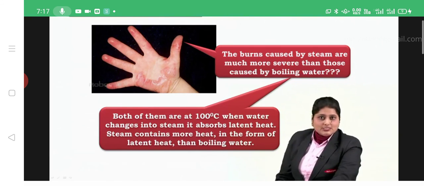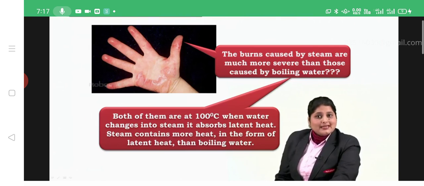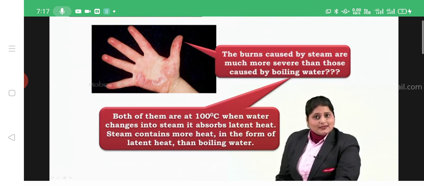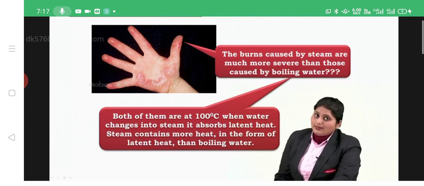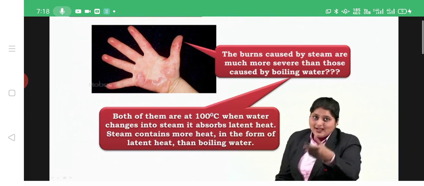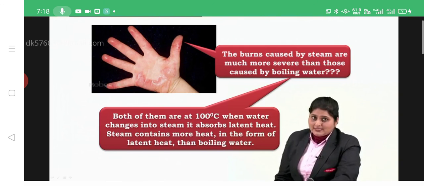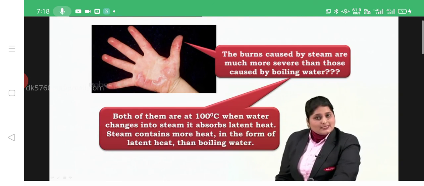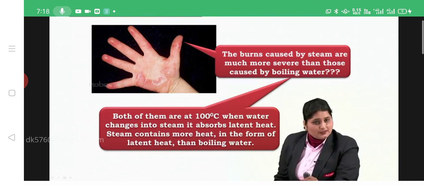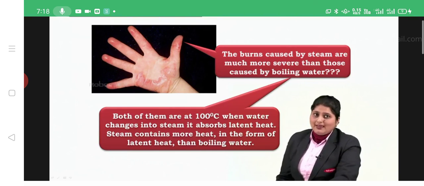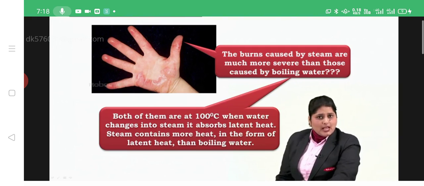When water changes into steam, it absorbs latent heat. Steam contains more heat in the form of latent heat than the boiling water, and therefore the answer is this. Because of latent heat of vaporization, the burns caused by steam are much more severe than those caused by boiling water. Let's understand many more interconversions of the state of matter in the next module.